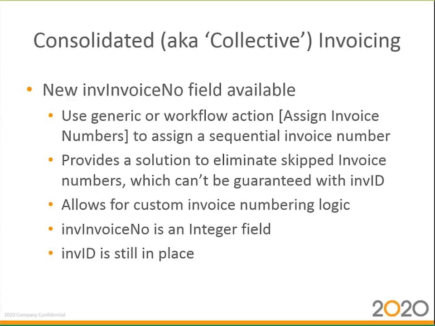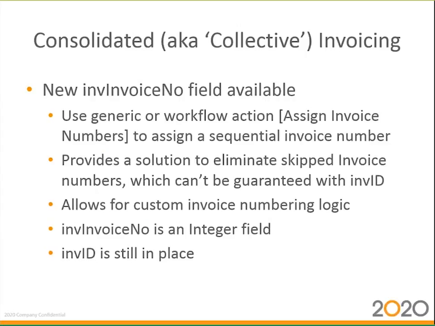There is also a new invoice number field available. So we haven't gotten rid of the invoice ID, but there's now a standard system field and a standard system action that will provide an independent sequential invoice number. And then, of course, that action can be overridden if you, for some reason, need to do a custom invoice numbering function.